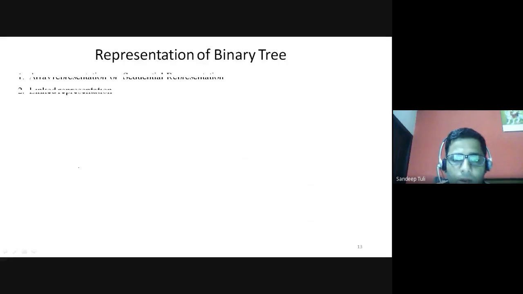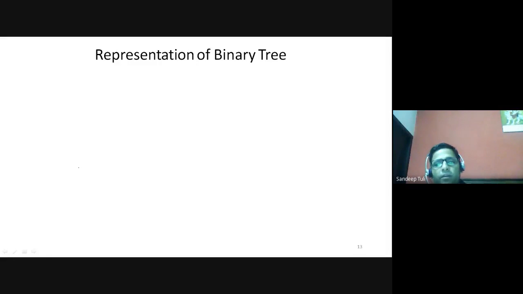Okay, thank you. Now we are coming to the representation of binary tree. For every data structure we have learned about the representation. In stack we saw the representation. How many kinds of representations are there for a data structure?